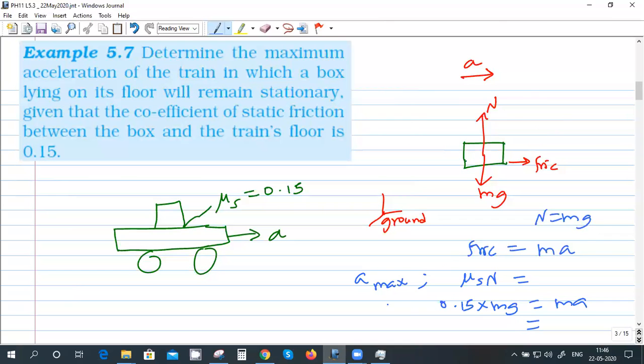So we have to find the limiting situation in which the acceleration is maximum and the block is just about to slip. So from this you'll get a max as 0.15 g. So if the train is accelerating greater than this value, it will start slipping. g is approximately 10, so the acceleration is 1.5 meter per second squared.